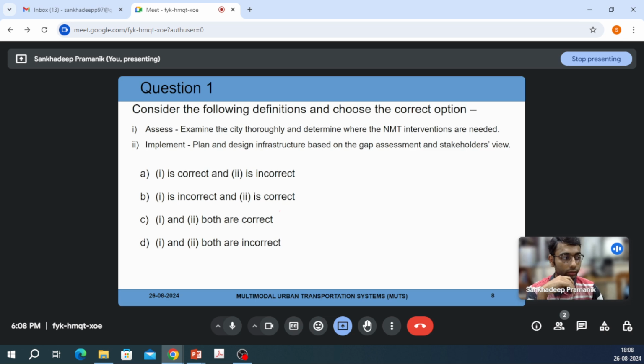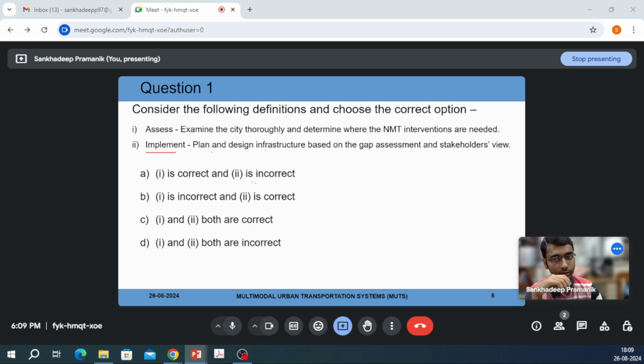So now let's move to the question answers. Question 1. Consider the following definition and choose the correct option. In the assess step, examine the city thoroughly and determine whether NMT interventions are needed. In the implement step, plan and design infrastructure based on gap assessment and stakeholders' view.